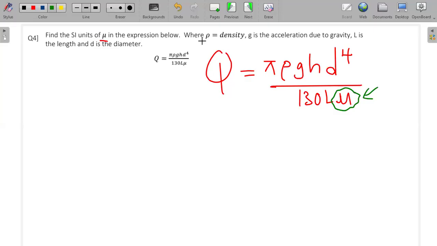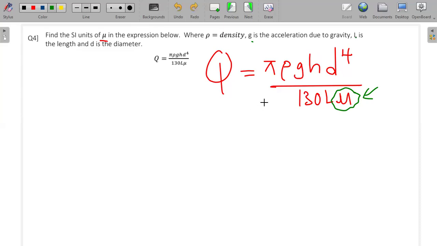All right. So where P is the density. So this guy here is the density. G is the acceleration due to gravity. L is length. And D is diameter. Okay. So here they also forgot to mention the units for this H. So H will also be in meters.